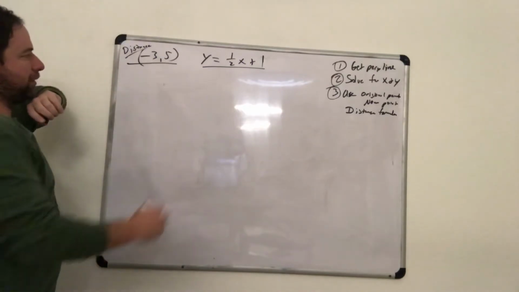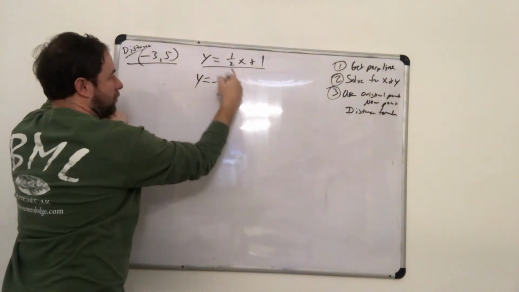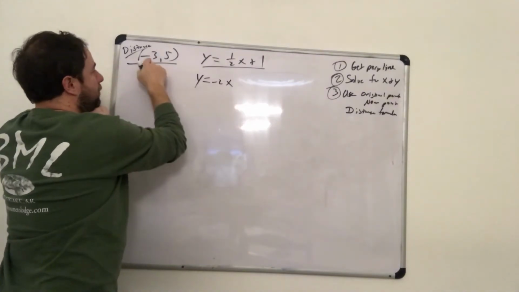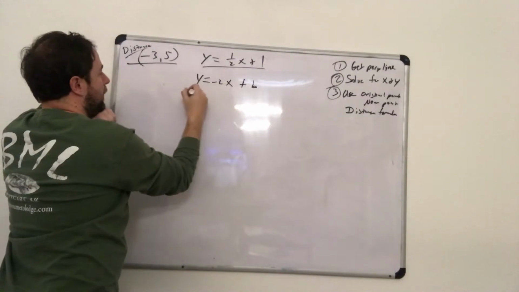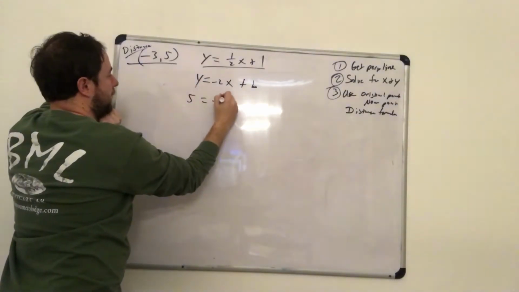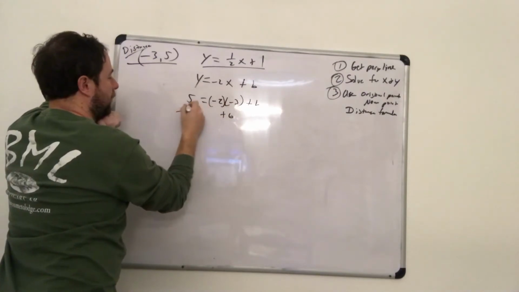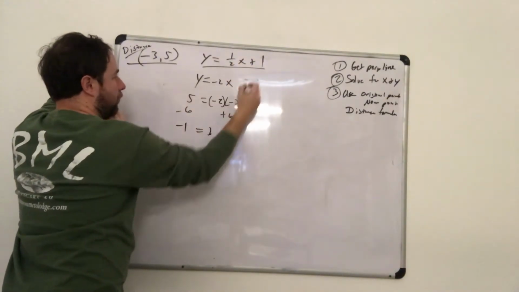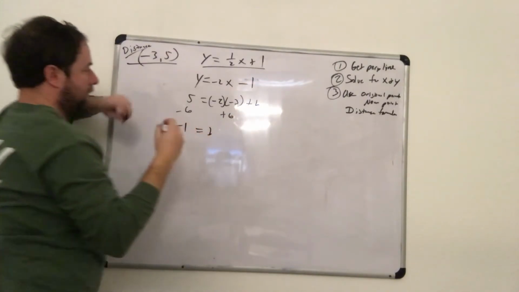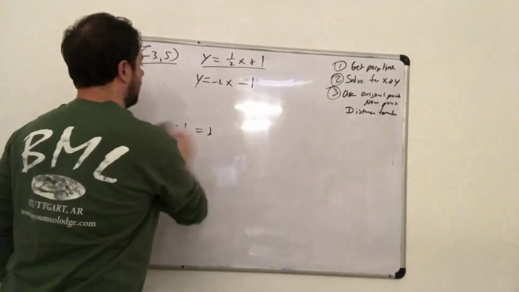First thing we're going to do is get a perpendicular line, which we know a perpendicular line is the negative reciprocal to that. Then plug in this to find your b. So you get 5 equals negative 2 times negative 3 plus b. So you get positive 6, bring it over to negative 6. So negative 1 equals b. So negative 1, that is the perpendicular line to that line.